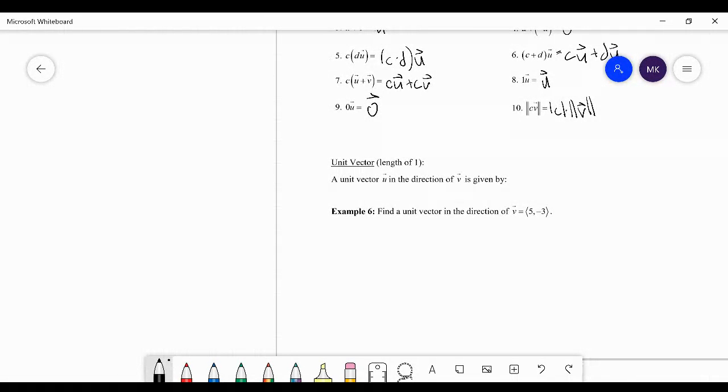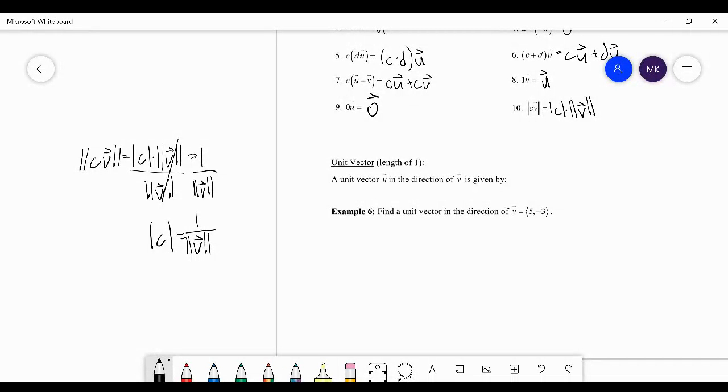So if I know that the magnitude of cv is equal to the absolute value of c times the magnitude of v, and I want this to equal 1, what does c need to be? What do I need to multiply this vector by? What scalar do I multiply this vector by to get that? Well, remember, magnitude is just a measurement. It's a single number. So I can divide by the magnitude of v on both sides, giving me the absolute value of c equals 1 over the magnitude of v.